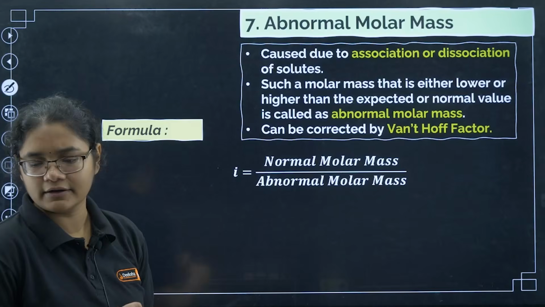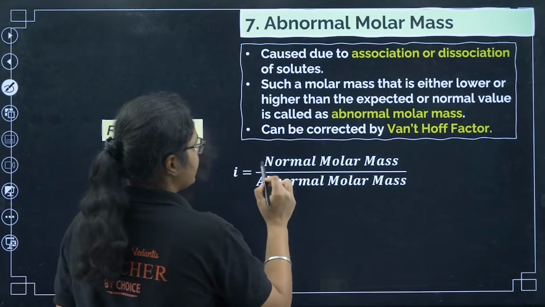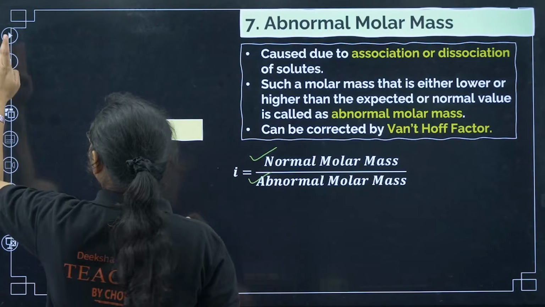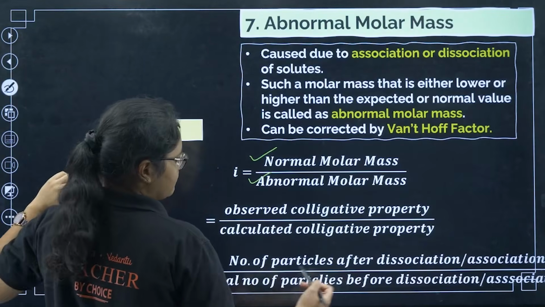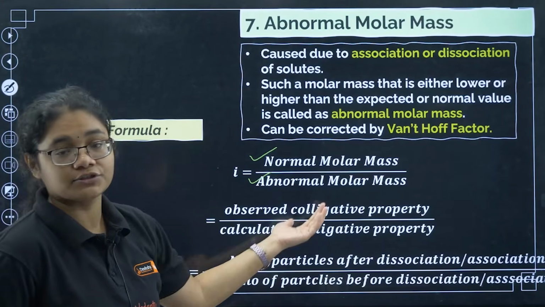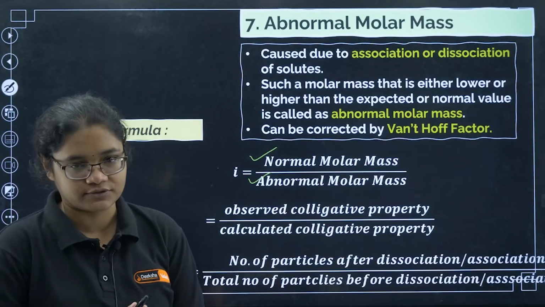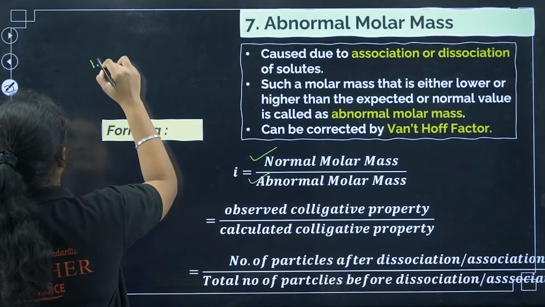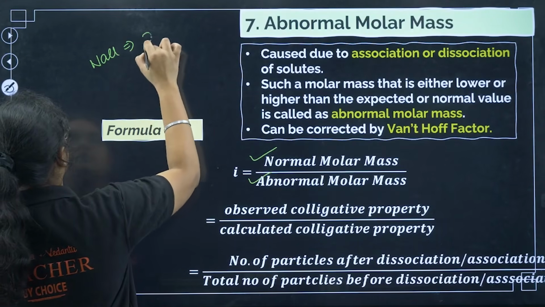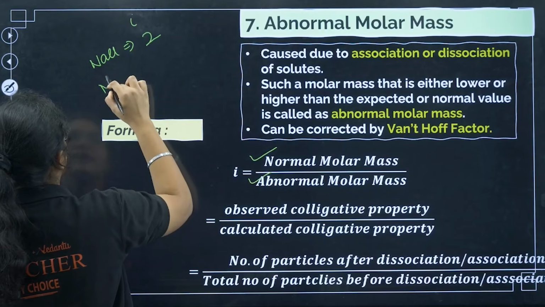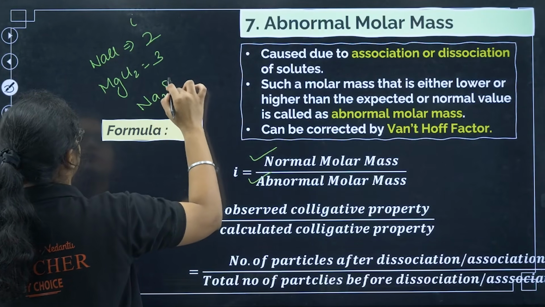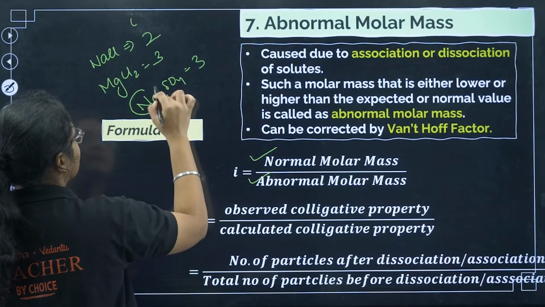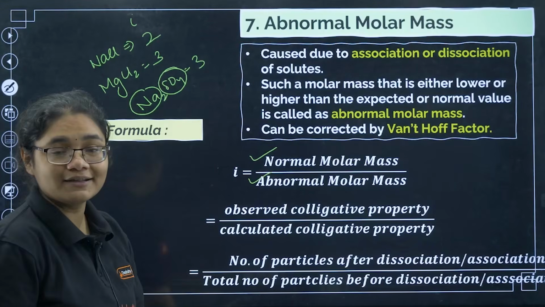Now this abnormal molar mass can be corrected by using a factor called the Van 't Hoff factor. Here we have i equal to normal molar mass by abnormal molar mass, or observed colligative property by calculated, or number of particles after dissociation by number of particles before dissociation. I'll give you some examples. NaCl will dissociate to give 2 particles, so the i value is 2. MgCl2 gives 3. Na2SO4 also gives 3, because 2 Na+ ions and 1 SO4 2- ion.